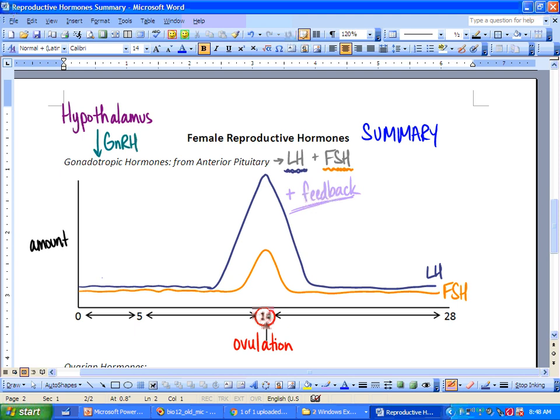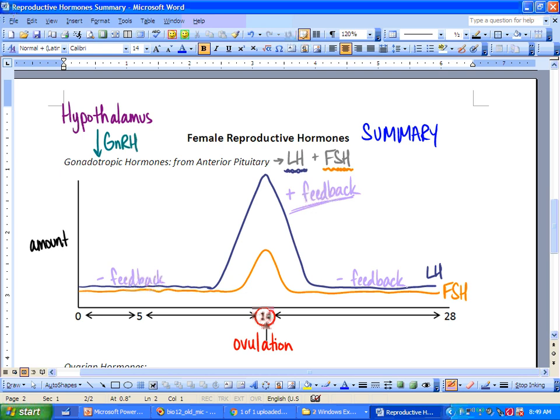And it would actually be negative feedback all through here, right? Keeping the levels normal. And then you've got negative feedback here, keeping the levels nice and normal. So just this big spike at ovulation, and we actually do need to crank up the control knob so that the egg is actually released.